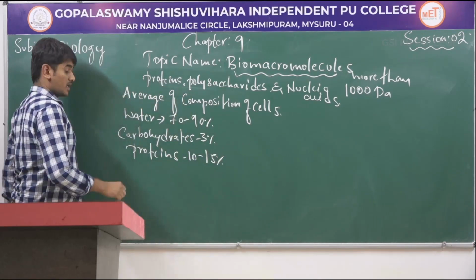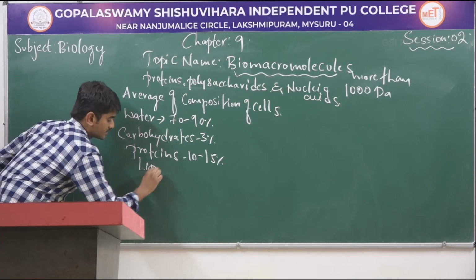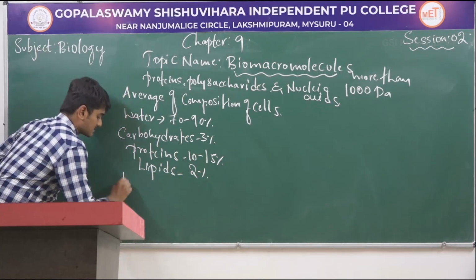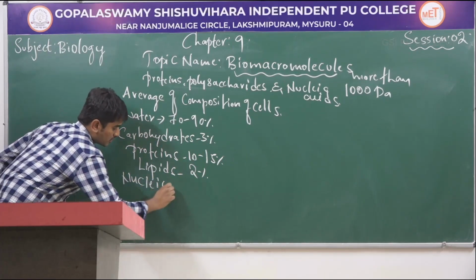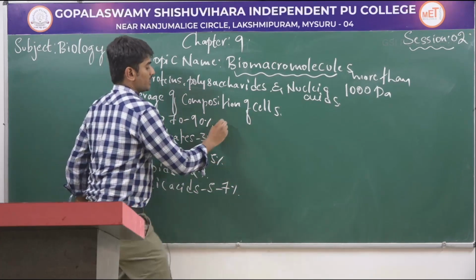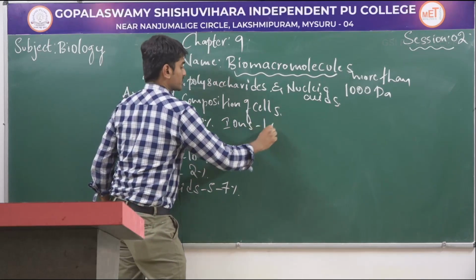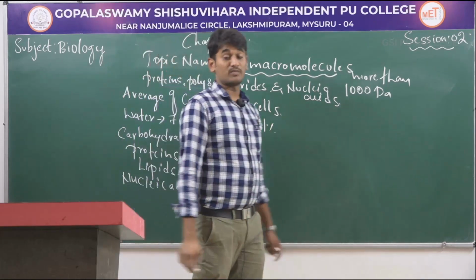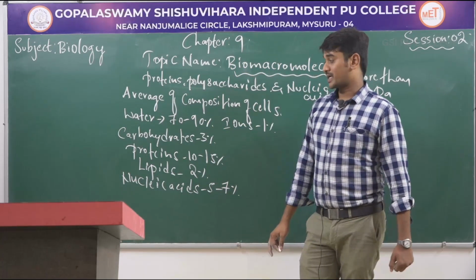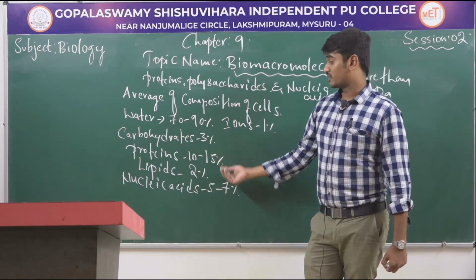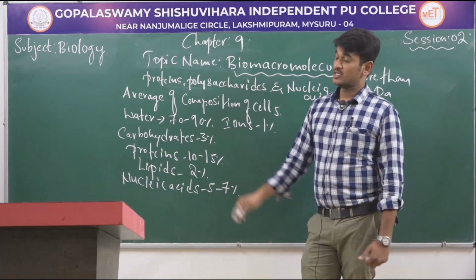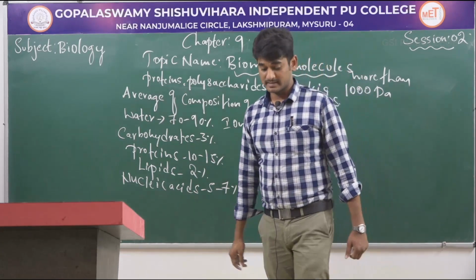lipids 2%, nucleic acids 5 to 7%, and the remaining ions 1%. So these are all the average composition of cells. Okay, so water is 70 to 90%, carbohydrate 3%, proteins 10 to 15%, lipid 2%, nucleic acid 5 to 7%, ions 1%.